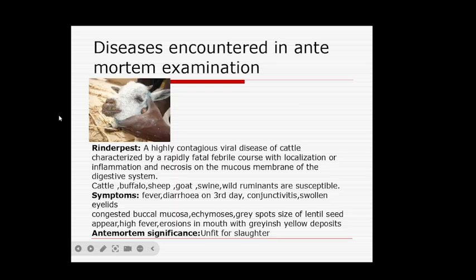They appear, and there is high fever, erosions in the mouth with grayish yellow deposits. Antemortem significance is unfit for slaughter. So animals which are infected with rinderpest are not used for slaughter.